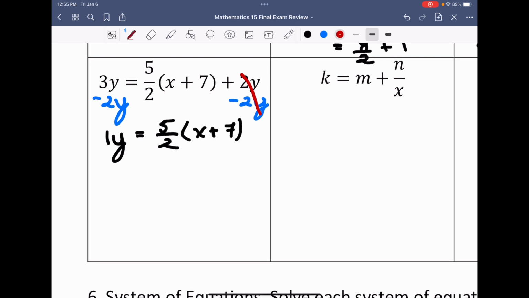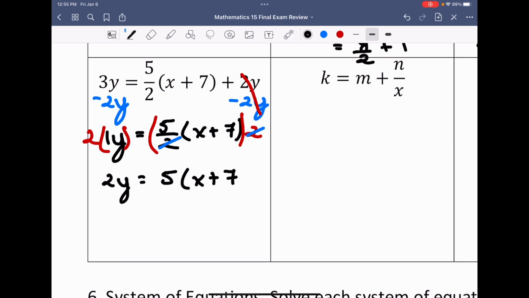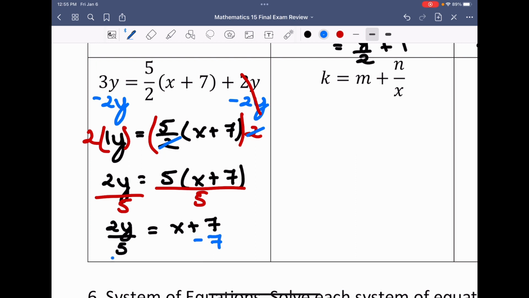If I want to get rid of that 2 from the denominator, I'm going to multiply both sides by 2. This will give me 2y is equal to 5 times x plus 7, because the 2 in the denominator is going to cancel. I'm going to divide both sides by that coefficient being multiplied, so everything's going to be divided by 5. That's going to leave me with 2y over 5 is equal to x plus 7. Lastly, to isolate for x, I'm going to subtract away the 7 from both sides. And therefore, x is equal to 2y over 5 minus 7.